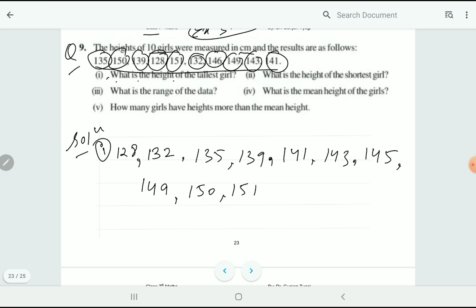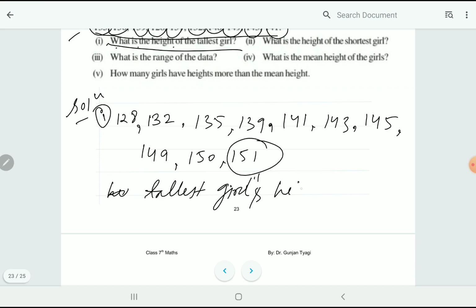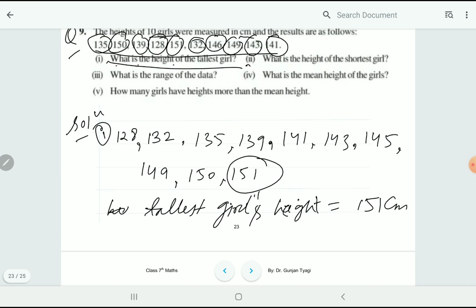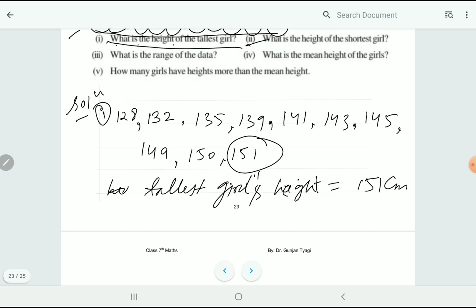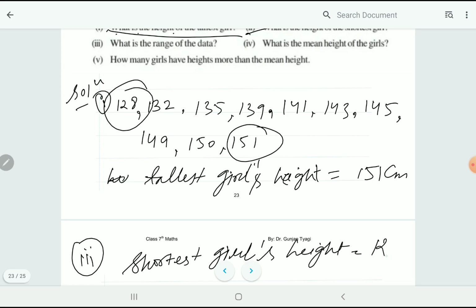So now we will do the first part. What is the height of the tallest girl? The tallest girl's height is 151 centimeters. In the second part, what is the height of the shortest girl? We can see it easily after the arrangement. The shortest girl's height is 128 centimeters.